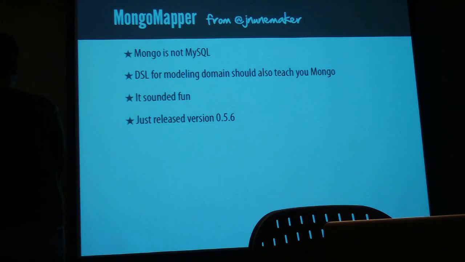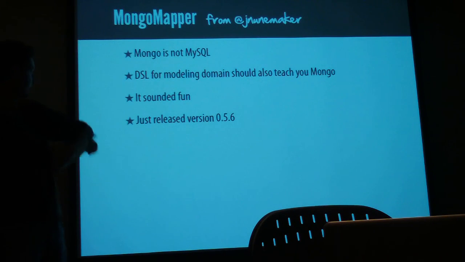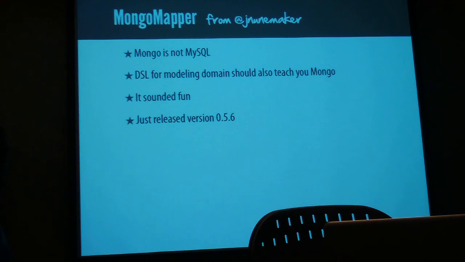So these are the opinions that he had going in. Mongo is not MySQL, so why build Mongo Mapper to look like Active Record just for the sake of it, right? These are the reasons why he did it. We wanted to play around with the DSL for it. It sounded like fun. Just released version 0.5.6, and I bet if I did a gem list, I'd be on 0.4.3 or something. I mean, he's blowing and going on this deal.